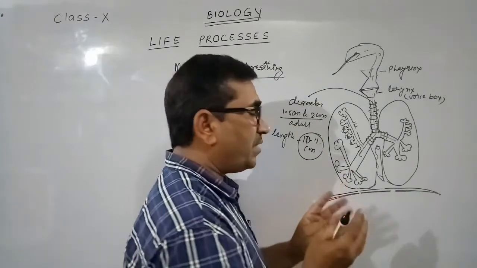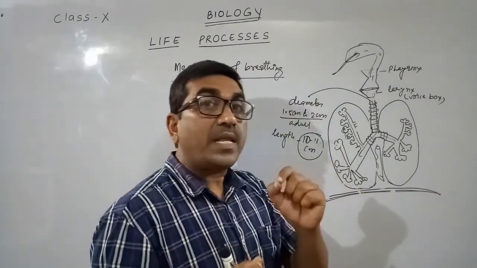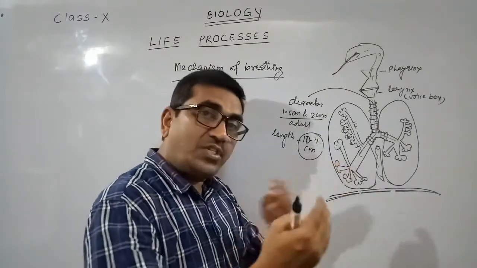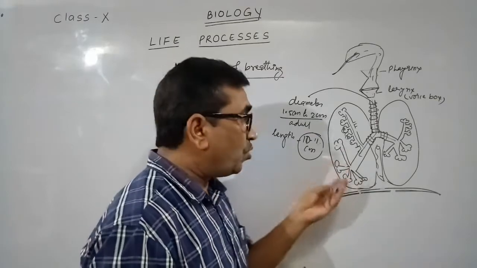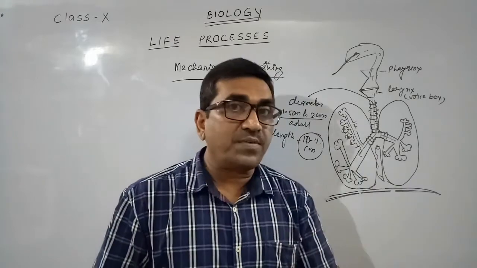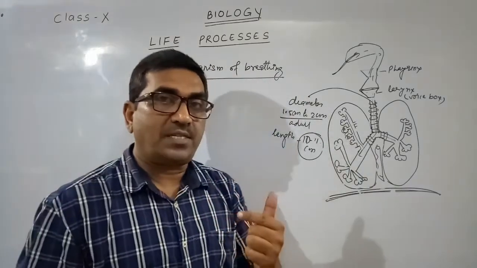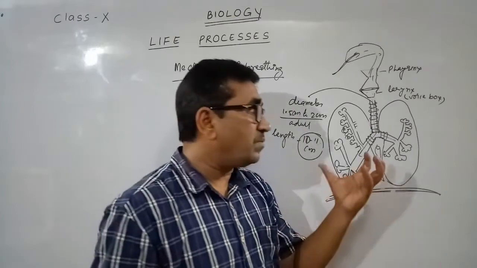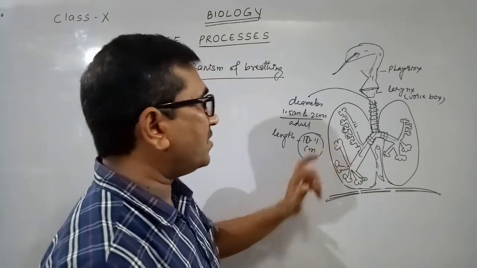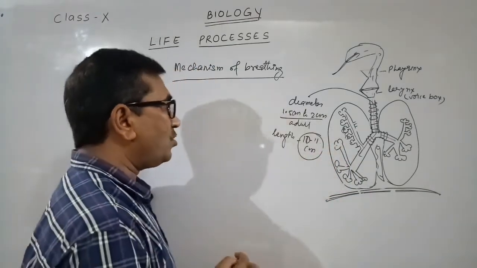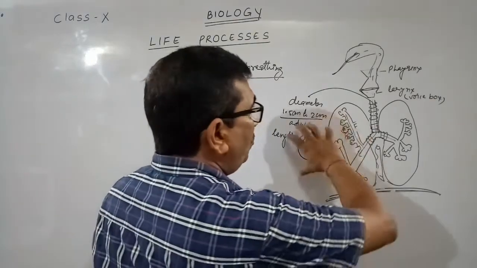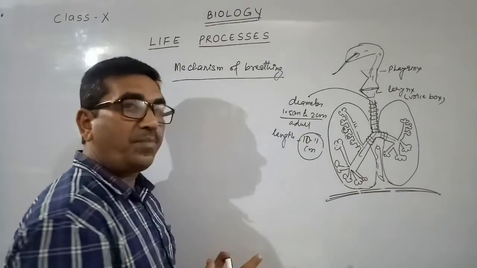Alveoli increase the surface area, and at each alveolus there are capillaries, blood vessels, and exchange of gases takes place. Because alveoli are more, there is more surface area, and if there is more surface area, more exchange of gases will take place. That's why it has been made naturally so that alveoli increase the surface area and make diffusion easy. We don't do it, it is being done automatically. So this is basically the mechanism of breathing.